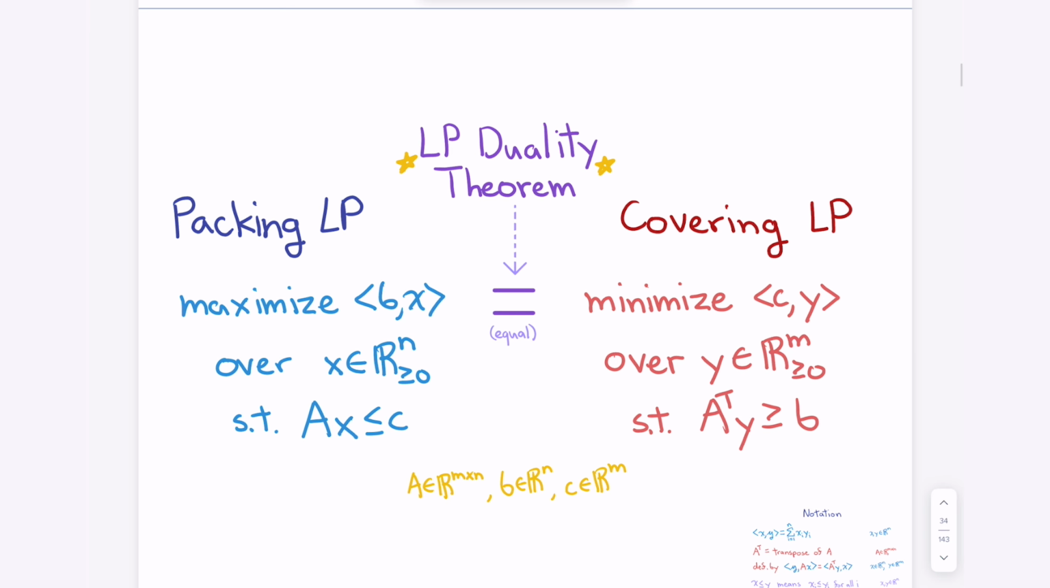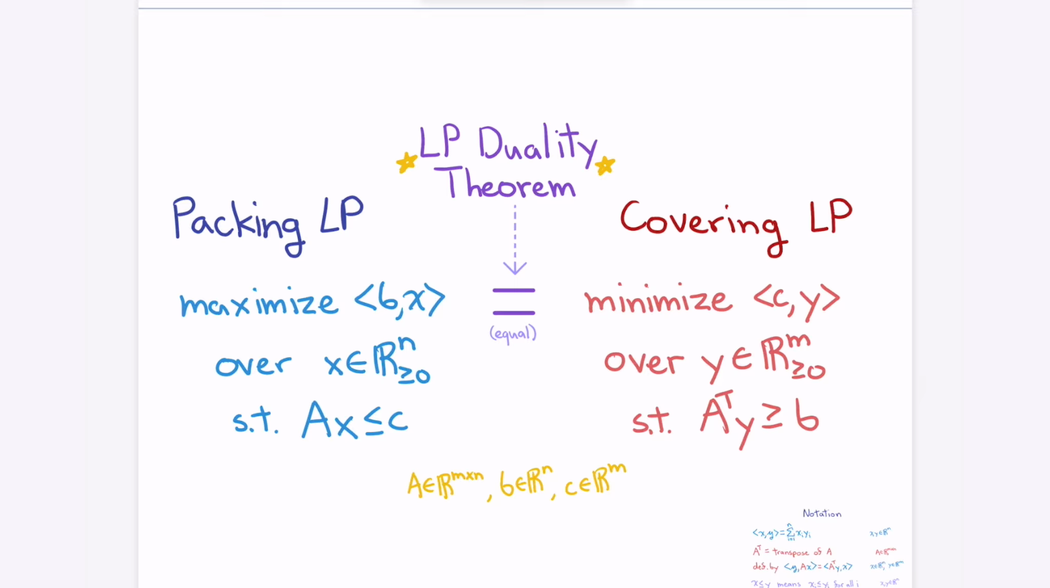Here's the LP duality theorem. Suppose you have any packing LP, which I'll describe as follows. Any LP of the form maximizing some linear objective subject to some packing constraints, Ax less than or equal to c. I can only take so much of x because of all these capacity constraints. So max bx subject to Ax less than or equal to c.